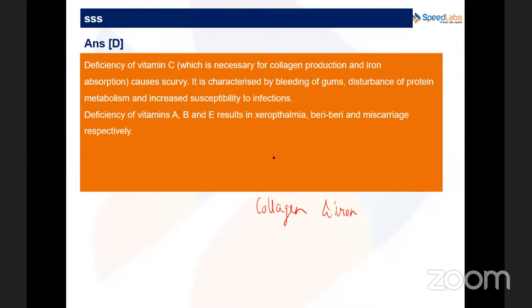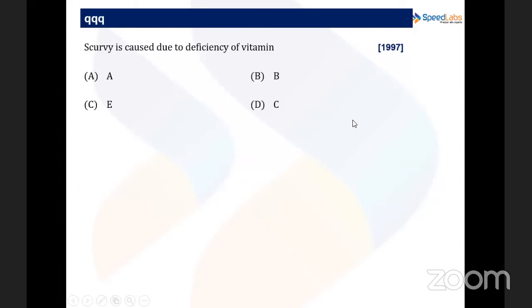Now let's look at other vitamins' deficiency. Vitamin A, xerophthalmia, that is night blindness. Vitamin B, beriberi, and vitamin E is miscarriage. Deficiency of vitamin E results in miscarriage. I hope you are all clear with the deficiency of all the vitamins given in this question. So scurvy is due to the deficiency of vitamin C. Hence option D is the correct answer of this question.